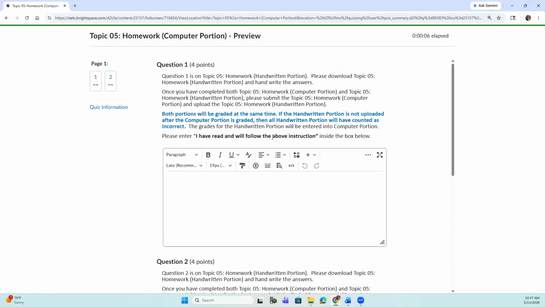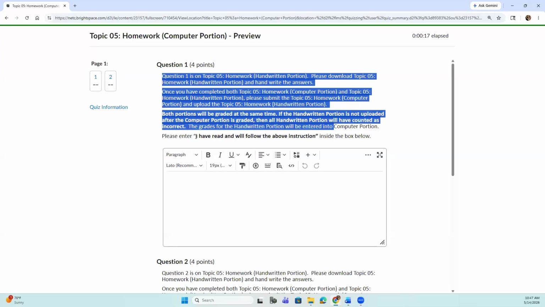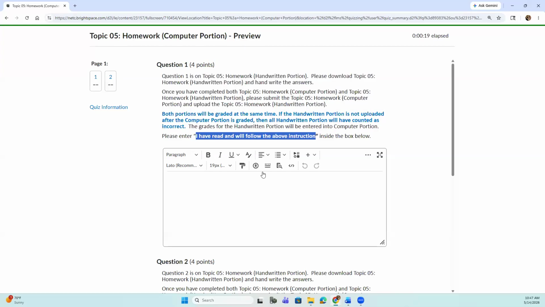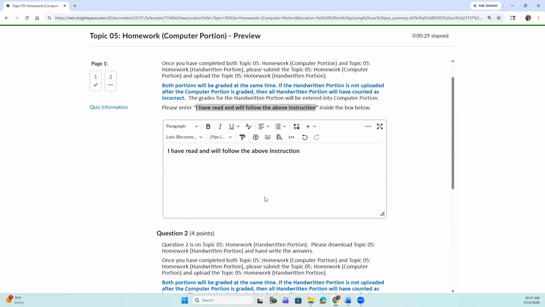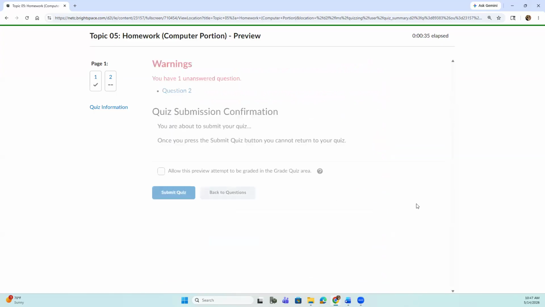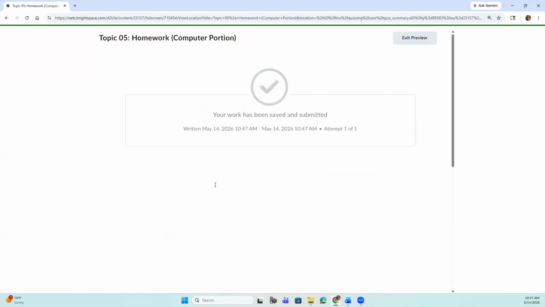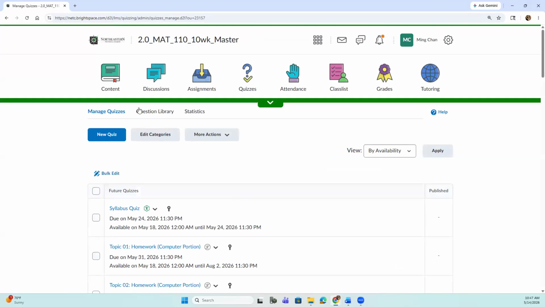Since questions 1 and 2 are both on the handwritten portion, all you have to do here is read my instruction. Once you have done that, you can simply copy and paste "I have read and will follow the above instructions" into the box below. Once you have finished both parts of the homework, submit the computer portion and upload the handwritten portion into its Dropbox. Let me go back to it.